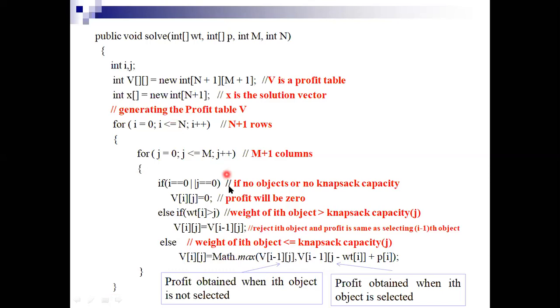So the very important aspect here in the code is that the size should be n plus 1, m plus 1. Here it should be n plus 1 and here it should start with 0, less than or equal to n, and j should start with 0, less than or equal to m. Right?